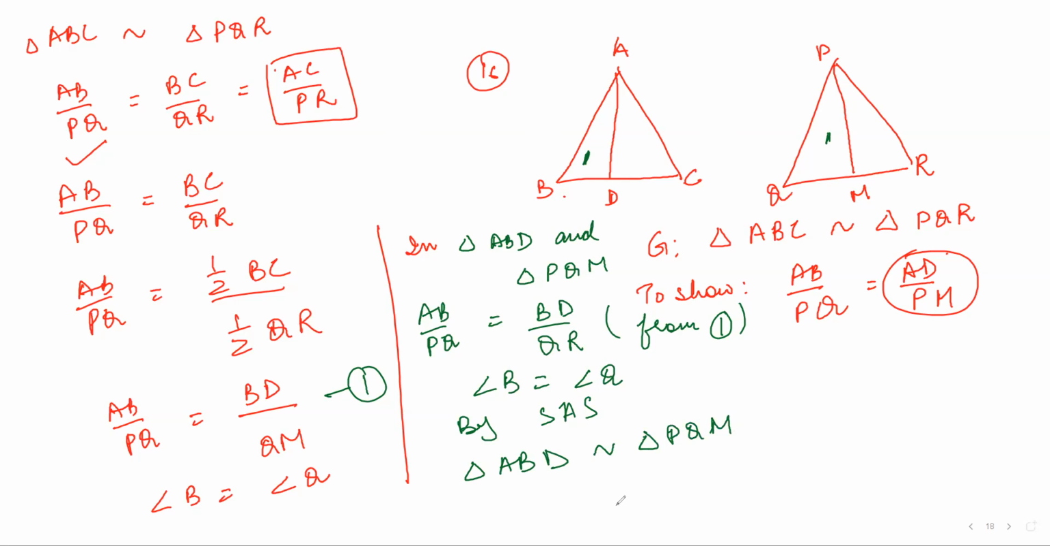Understood? Okay, and if they are similar, then again the corresponding sides are also proportional. So I can write AB by PQ is equal to, and I need AD by PM. So the corresponding ones I take, AD divided by PM. Okay, proved.